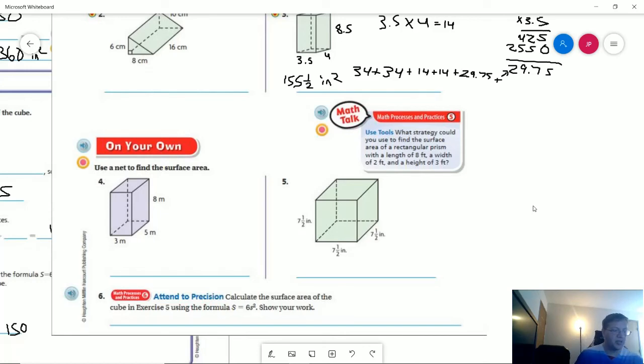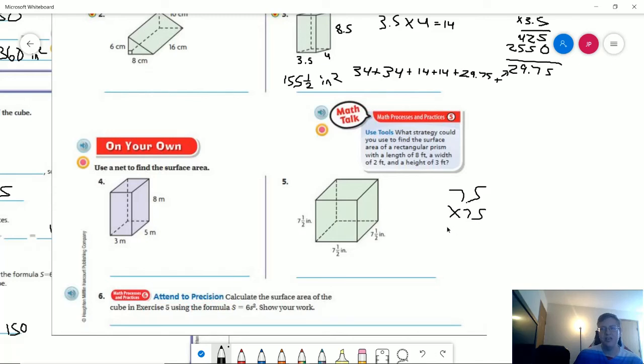So our last one, we are going to have every single part of this be the same amount. So we are going to have a cube, and we are going to have 7.5 times 7.5. And then we are going to multiply this answer times 6 to get our answer for the total surface area. So that's going to give us 25, carry the 2, 37. Oh, sorry, that's actually not a repeat.